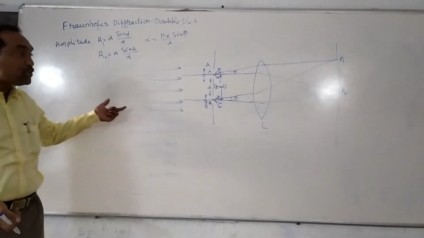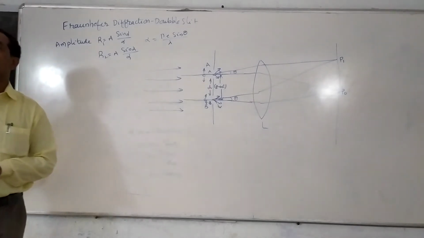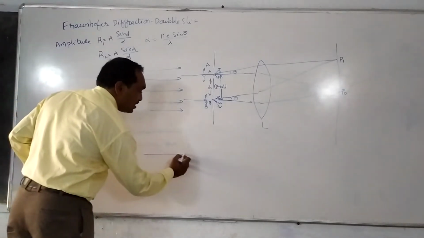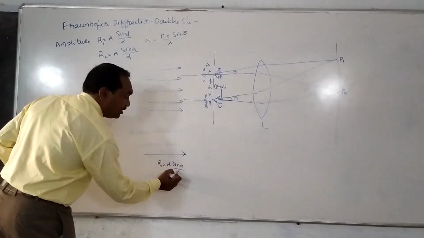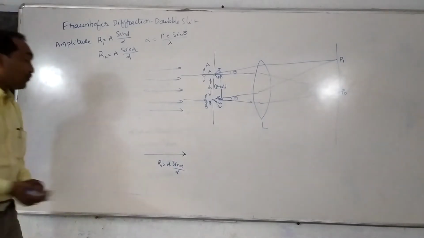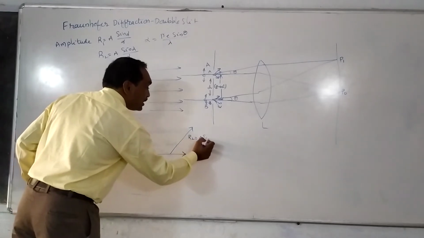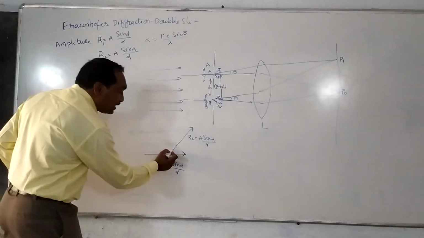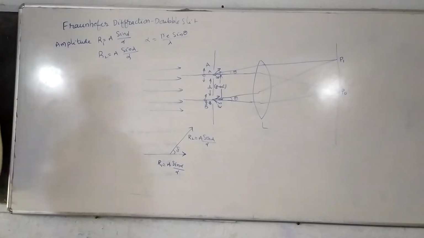So the resultant amplitude depends on the phase difference also. How can we calculate this phase difference? As usual, this is the first ray, R1, equal to A sin alpha by alpha. One more ray moving along this direction, R2, is equal to A sin alpha by alpha. This angle is called the phase difference between two amplitudes.